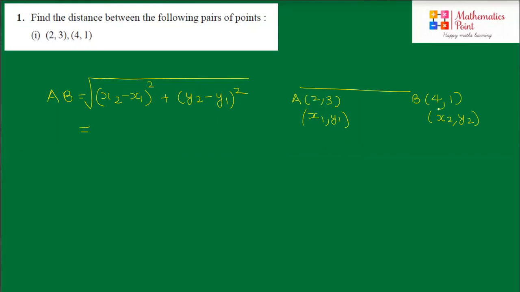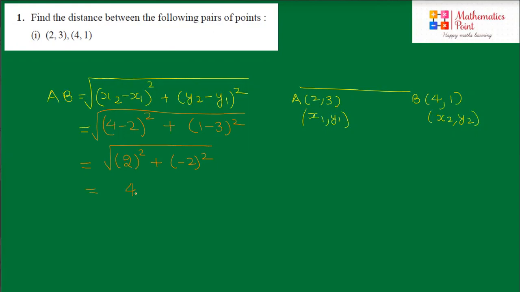So what is x2? x2 is 4. What is x1? x1 is 2. So what do we get? 4 minus 2 whole square plus, what is y2? y2 is 1. And what is y1? y1 is 3. So 1 minus 3 whole square under the square root. So it will become 4 minus 2 which is equal to 2. 2 square plus 1 minus 3, that is minus 2 whole square under the square root.